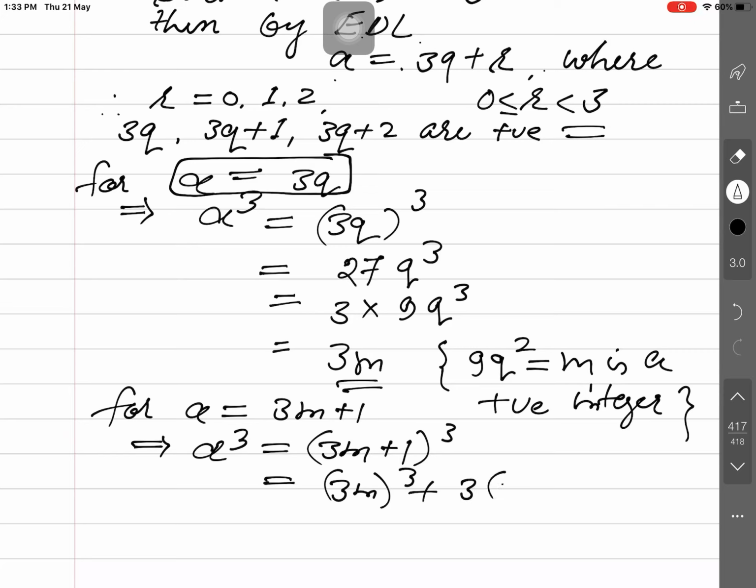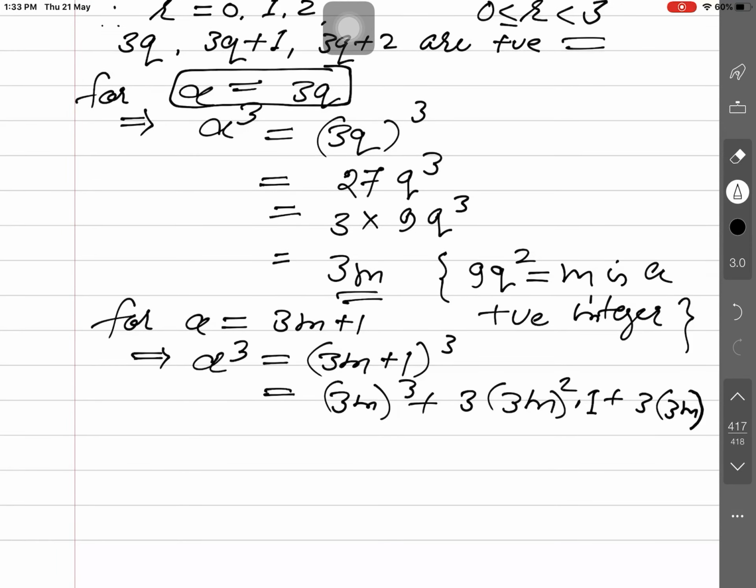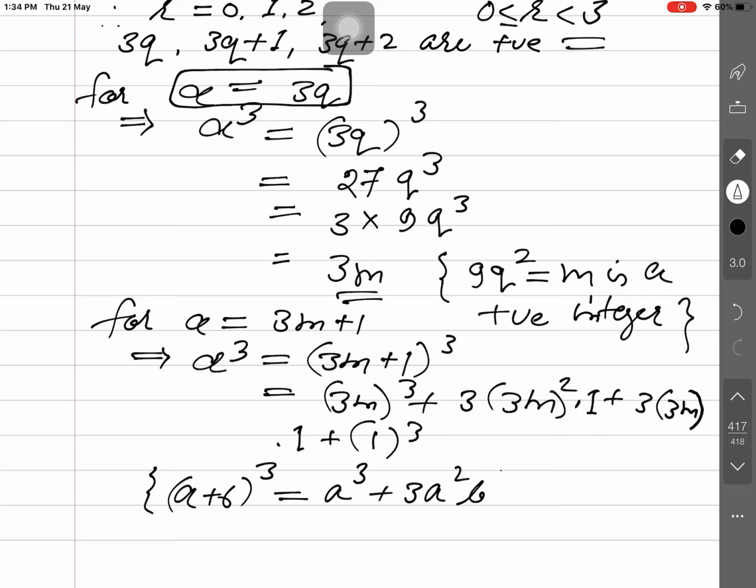Plus 3 first term square, second term, plus 3 first term, into second term square, and plus last term cube. If you don't remember this, I am writing the formula here. a plus b whole cube is equal to a cube plus 3 a square b plus 3 a b square plus b cube. Is that clear or not? Now proceed ahead. What is obtained?